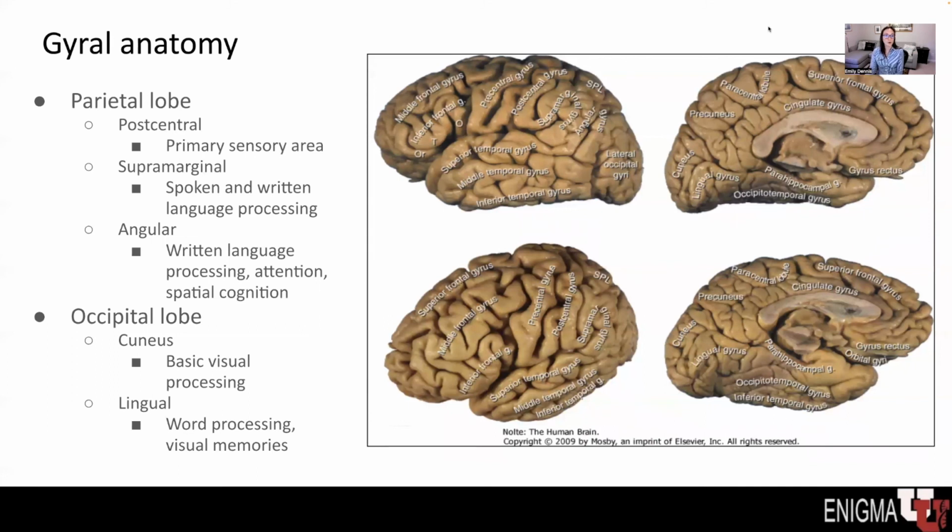Continuing on to other parts of the brain. In the parietal lobe, we have the postcentral gyrus, which, as we just went over, is important for sensory function. We have the supramarginal gyrus that curves around here for spoken and written language processing. The angular gyrus, which also is important for written language processing, but also attention, spatial cognition, a wide number of things. And then in the occipital lobe, we have the cuneus, which is where the most basic visual processing occurs, and the lingual gyrus here, which is part of the word processing system and also is important for visual memories.